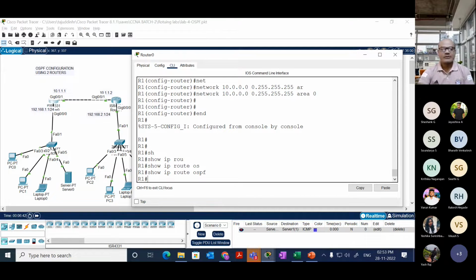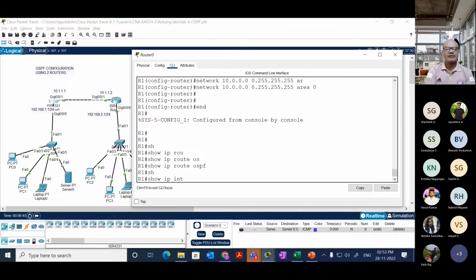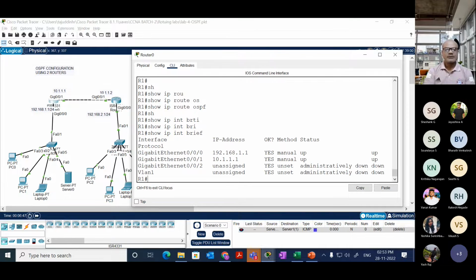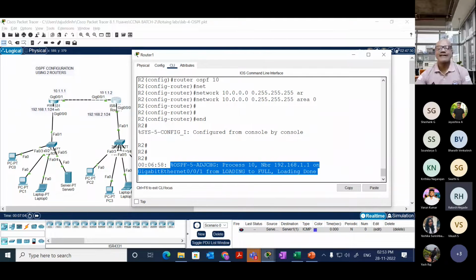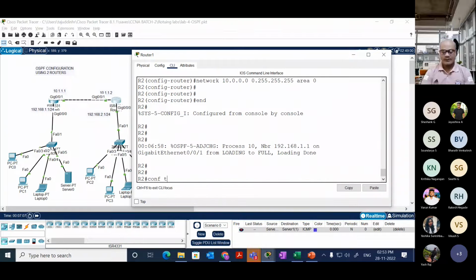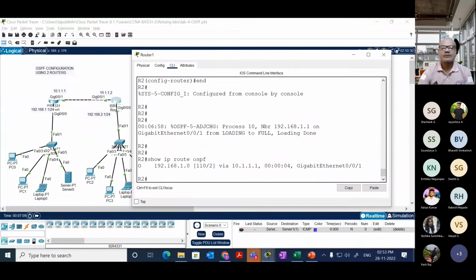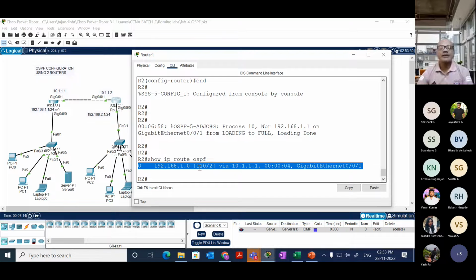Now check which routing protocols with show IP interface brief. Check this side. Okay, so now it's loading, right? Can you see the OSPF adjacencies? It takes time. Now we can see show IP route OSPF. So I think it has learned, right? O stands for OSPF, administrative distance 110 with metric value 2, going via 1.1.1 with the physical interface GigabitEthernet 0/0/1.